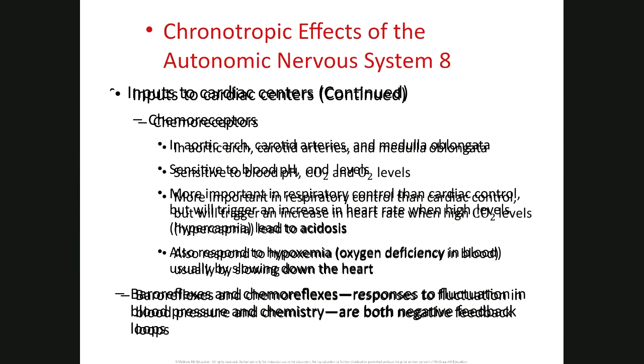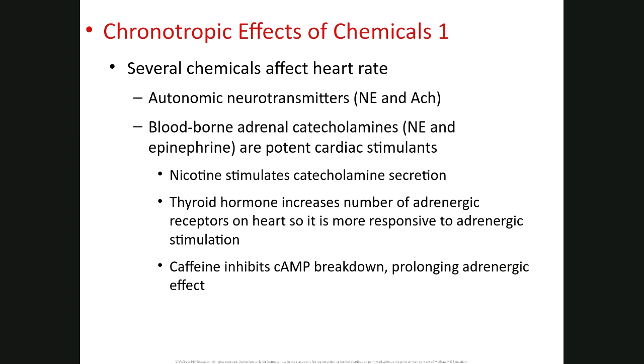Chemoreceptors are measurements of the chemical stability of the blood: pH, oxygen, and carbon dioxide level. Together with the reflexes, they respond to fluctuations in blood pressure and chemistry in a negative feedback loop. The autonomic nervous system works through the neurotransmitters norepinephrine and acetylcholine.